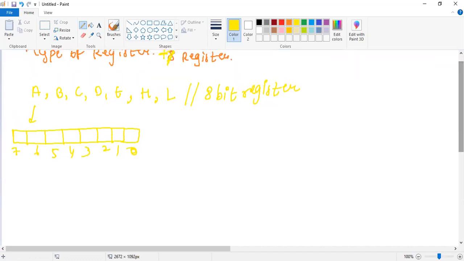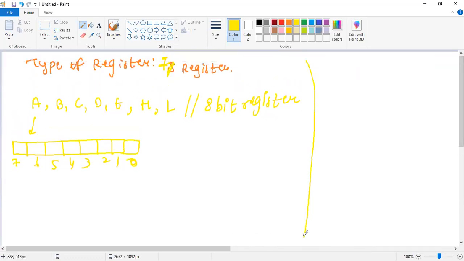Now we used to pair the registers. Sometimes for some problems we want a 16-bit register, so what we do is join them. We can join only BC, DE, HL. B is 8 bits and C is 8 bits, so if we combine both of them, then it will become 16 bits.